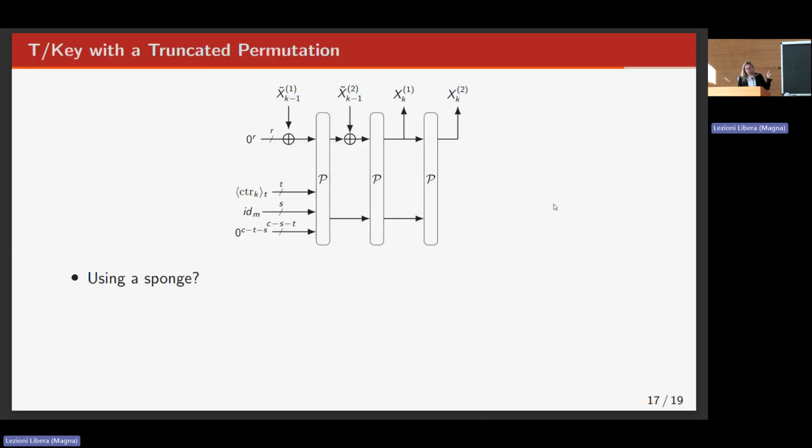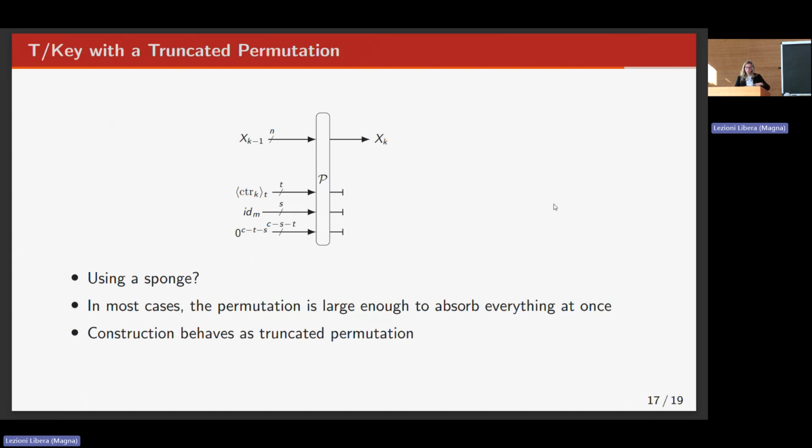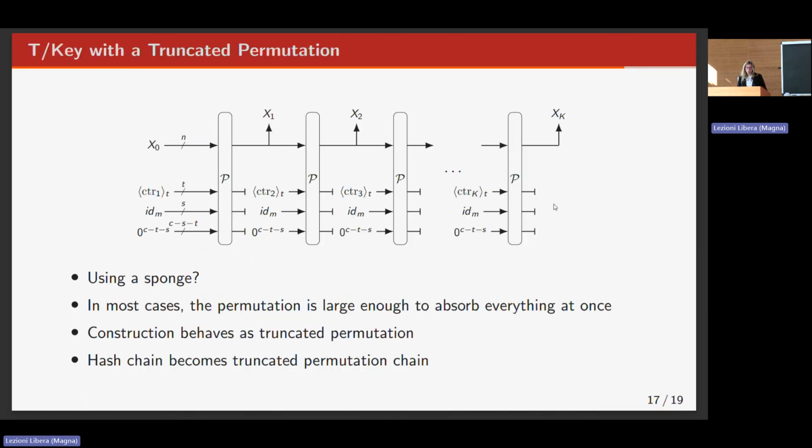But OK, so this is the optimization that we had. But if you think about it, for most permutation sizes, it's actually enough to do only one permutation call to absorb everything. If the size of the rate is large enough, then the whole password gets absorbed in one permutation call. And in that case, what we obtain is a truncated permutation. And yeah, the hash chain becomes a truncated permutation chain.